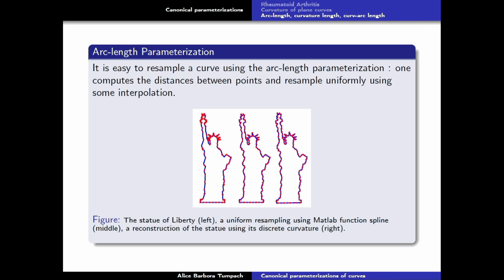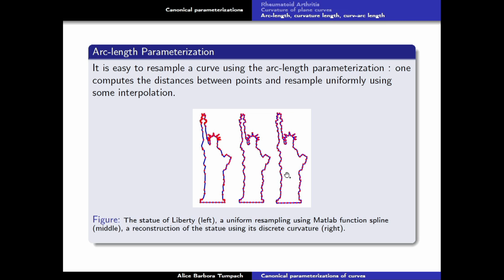So what is arc length parameterization? Actually, you can resample any curve using arc length, using some interpolation of the curve. So for instance, here we start with a Statue of Liberty sampled by some points, not uniformly, and here it was a spline in MATLAB. You can approximate a function that goes through these points and resample it uniformly. So this will be the discrete version of a uniform or arc length parameterized curve.